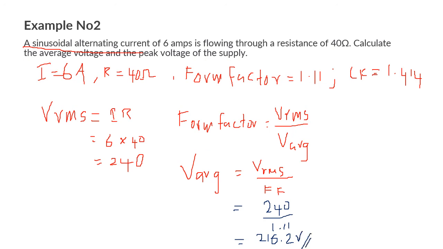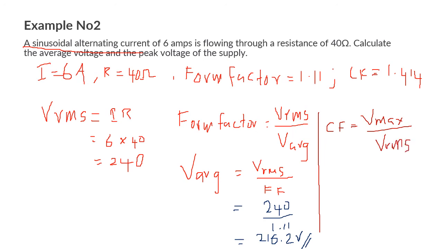And the second part is we have to find the peak voltage of the supply. To find the peak voltage of the supply, we can use another relationship for the crest factor. The crest factor will be equal to V maximum over RMS value, VRMS.